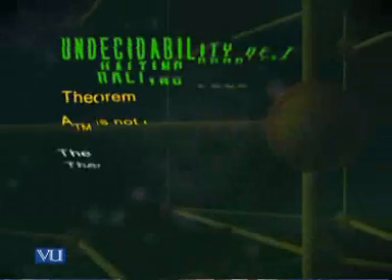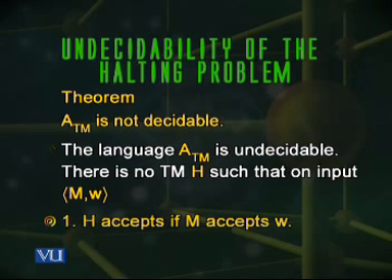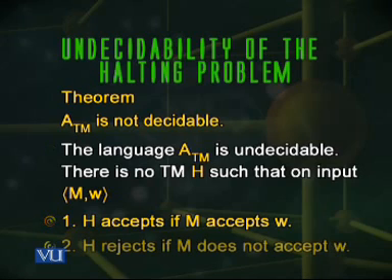We showed that the halting problem was undecidable. Let's have a look at this proof. This theorem says that the language ATM is undecidable. That is, there is no Turing machine H such that H on the input M, W will accept if M accepts W and will reject if M does not accept W. How did we prove that such a Turing machine H does not exist? We started by assuming that H exists and then reduced that to an absurdity.